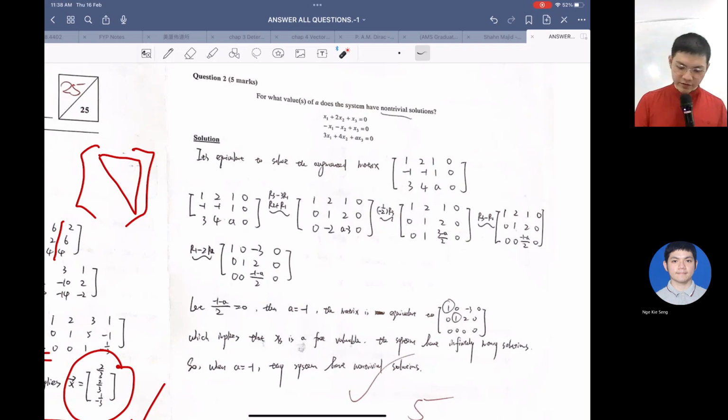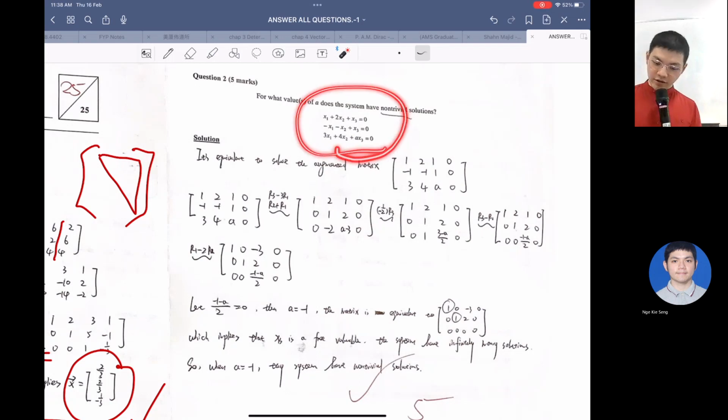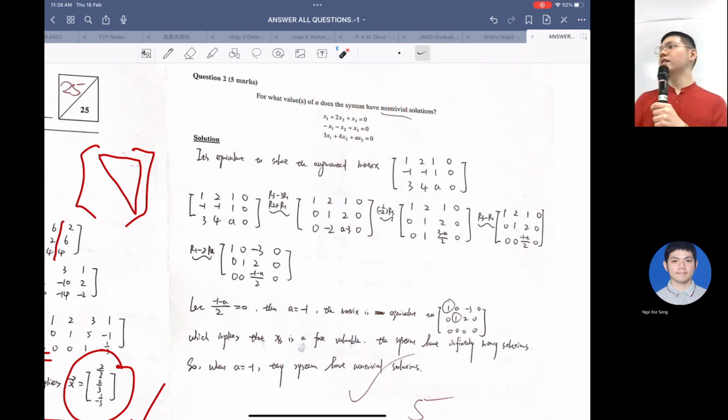If you set A to -1, you'll see that you will get a row of 0. Once you get a row of 0, you have a free variable. And if you have a free variable, then that's when you have a non-trivial solution. Notice that the B vectors here are all 0. This is a homogeneous system, so you're finding the null space.